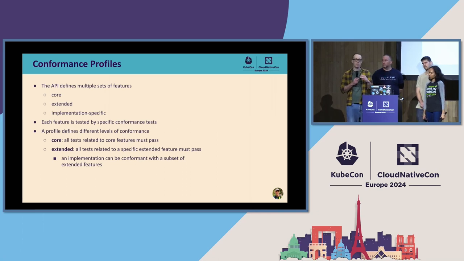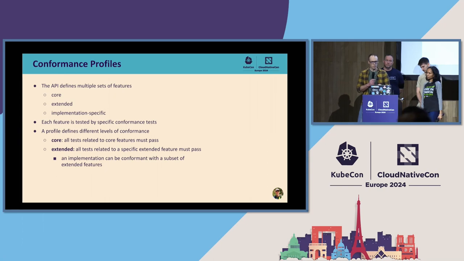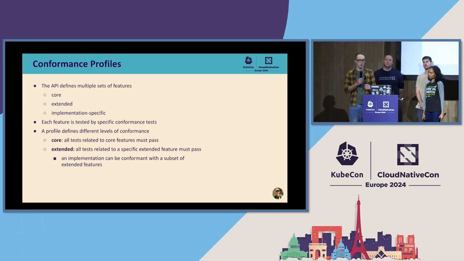So an implementation can be core conformant with the Gateway API, with a specific profile of the Gateway API. This means that all the tests related to the core features must be successfully run by the implementation itself. While the extended conformance for an implementation is related to a specific feature. So let's say that an implementation X wants to claim conformance with a specific extended feature. That means that all the conformance tests for that specific feature are successfully run by that implementation.